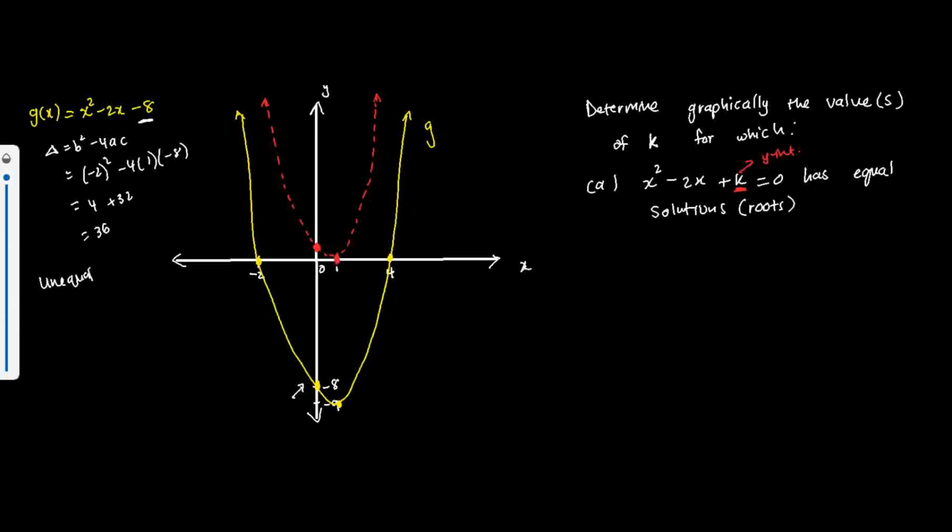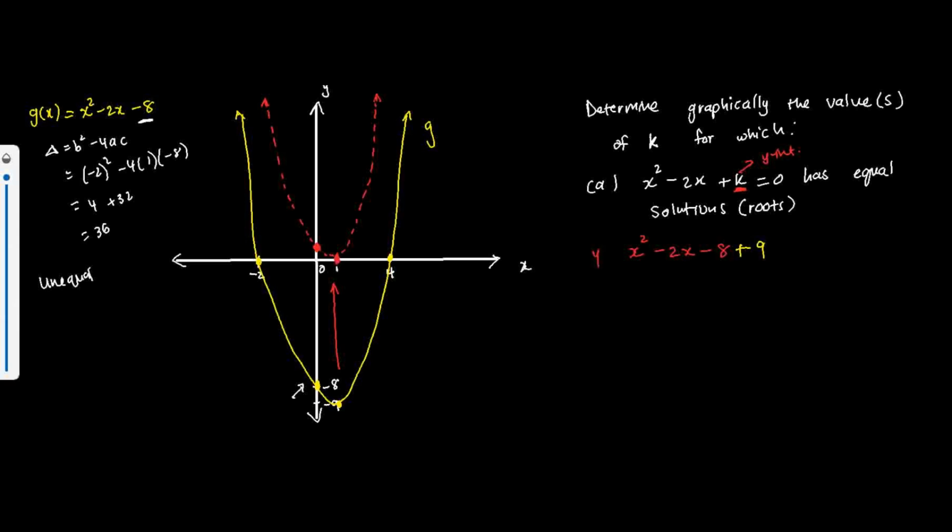So what we did was, let's look at the turning point. The turning point originally was 1 and negative 9. What did we do? We shifted the graph 9 units up. So that's what we did. We took the original mother graph, x squared minus 2x minus 8, and we shifted it 9 units up.